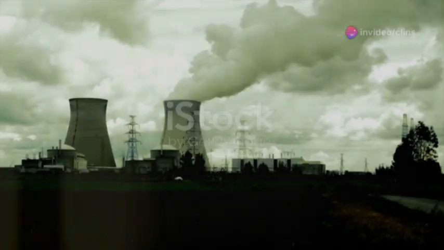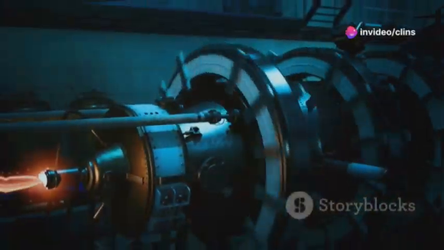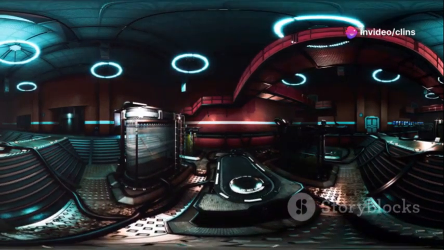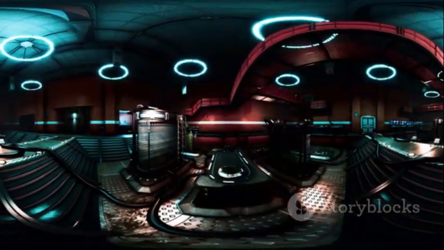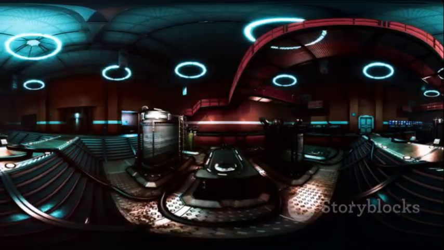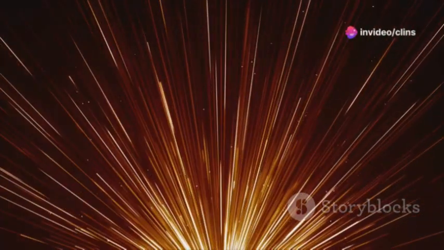Nuclear energy: fission and fusion. Nuclear fission. Principle: nuclear fission is the process of splitting a heavy atomic nucleus, like uranium-235 or plutonium-239, into two smaller nuclei. This process releases a significant amount of energy, neutrons, and gamma rays.